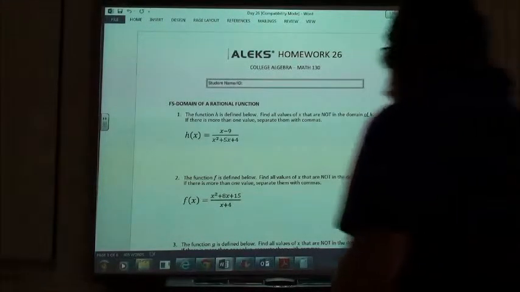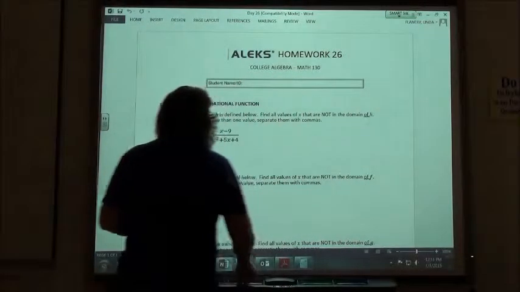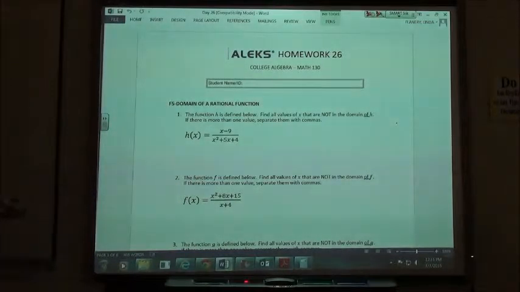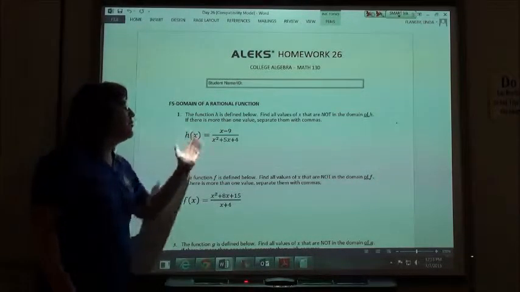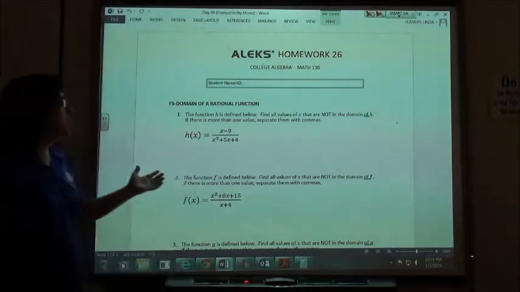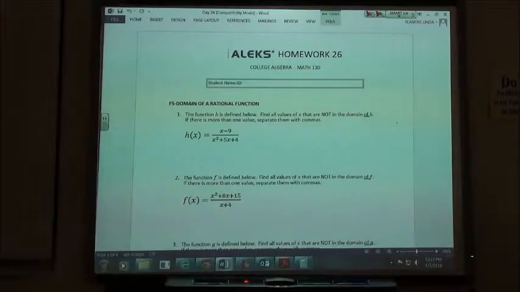So homework 26 starts off with the domain of a rational function, and when they're talking about the domain, they're asking you what values can I put in for x and end up getting a real number answer. So on some of them they have to restrict the domain, such as on fractions. We know that in the denominator of a fraction we can't have a 0 or you get something that gives you a math error on your calculator.